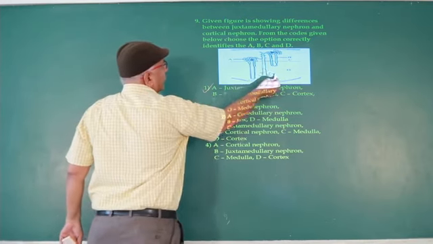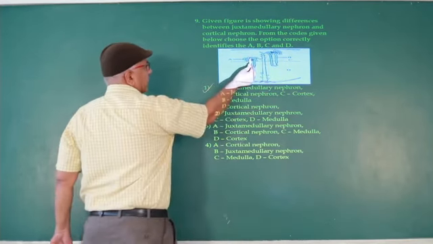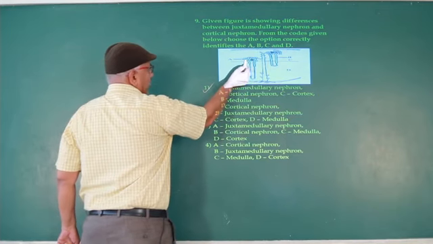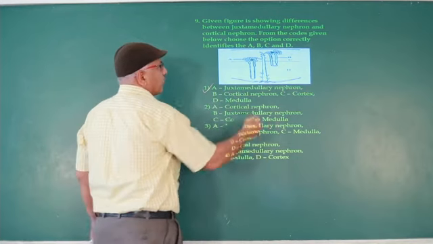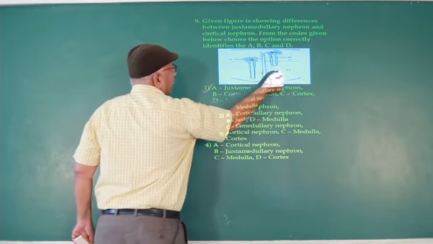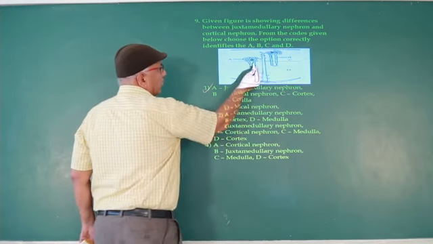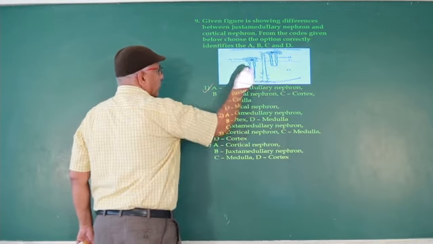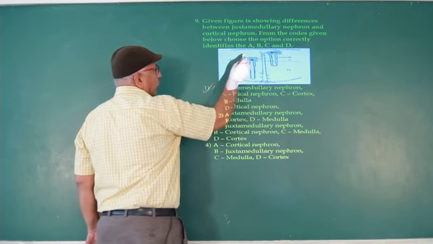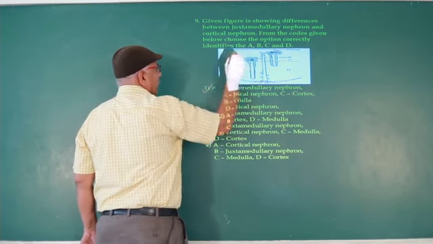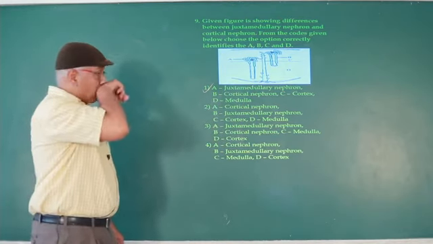In cortical nephron, Bowman capsule is present in the outer border of cortex. In juxtamedullary nephron, Bowman capsule is present in the inner border of cortex. In cortical nephron, loop of Henle is partly present in cortex, partly in the medulla. In juxtamedullary nephron, the Bowman capsule, PCT, and DCT are present in the cortex, and only the loop of Henle is present in the medulla.